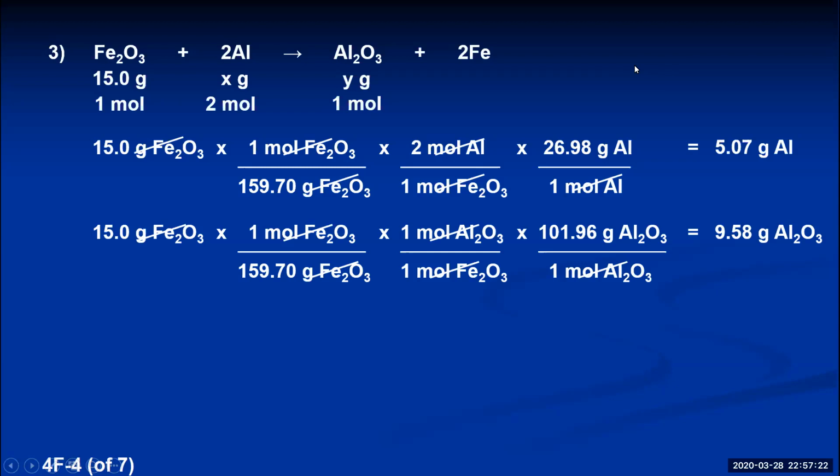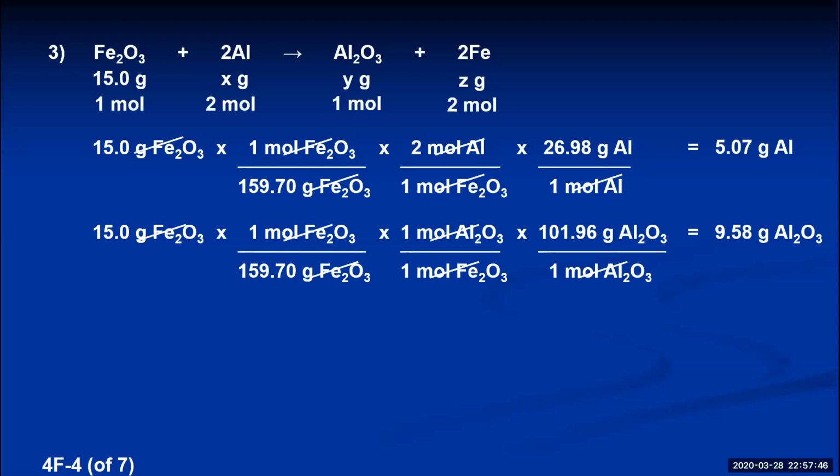Part C, what's the mass of iron that would be formed? I'm going to once again start with the 15.0 grams of iron(III) oxide, but now my unknown is going to be for the iron. And the mole ratio here is 1 mole of iron(III) oxide will always produce 2 moles of iron, so the mole ratio step will give us the equality 1 mole of iron(III) oxide equals 2 moles of iron.